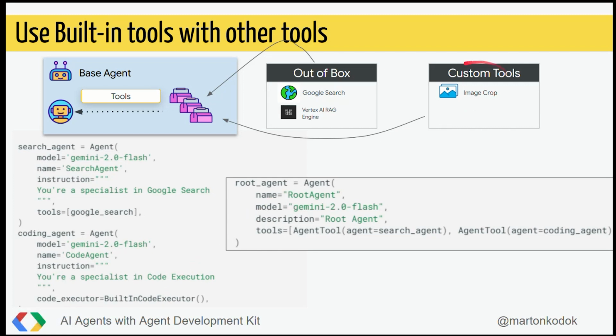What is a custom tool? A custom tool could be something like an image crop, which you created as a function, and you are able to add part of the agent capabilities as a function as well. Also, some of the agents are tools as well. When we're referring to tools, the agent itself can be a tool, like an agent tool.